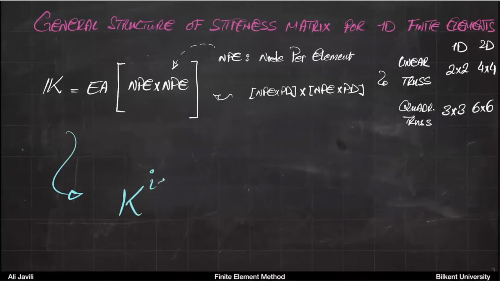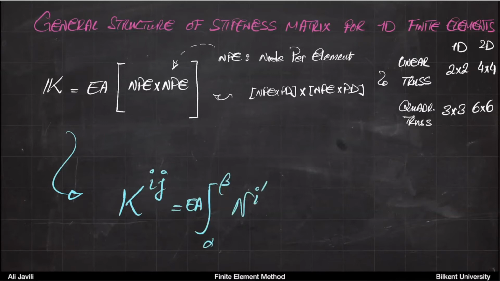So that is the message here, that in this example now, Kij is simply the integral from alpha to beta. You have that EA, but I'm going to also keep it here outside, but you can imagine this is a constant, it doesn't change much. Ni prime and Nj prime dx.